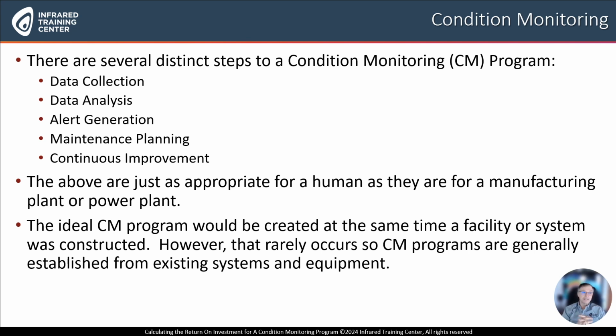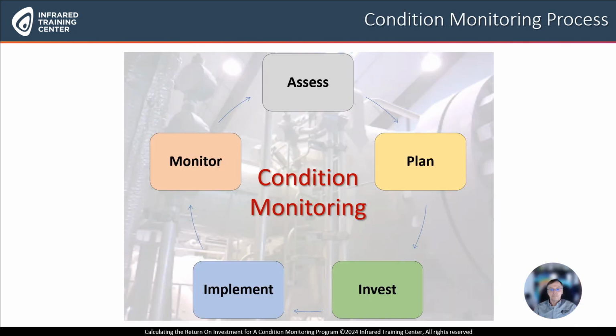The first is data collection, and then after that, data analysis, and then alert generation. What is of concern from that data analysis? Also, planning on how to deal with the alerts, how to get things repaired, and always looking for continuous improvement. And the above are just as appropriate for a human as they are for a manufacturing plant or a power plant. The ideal condition monitoring program would be created at the same time a facility or system was constructed. However, that rarely occurs. So condition monitoring programs are generally established from existing systems and equipment.